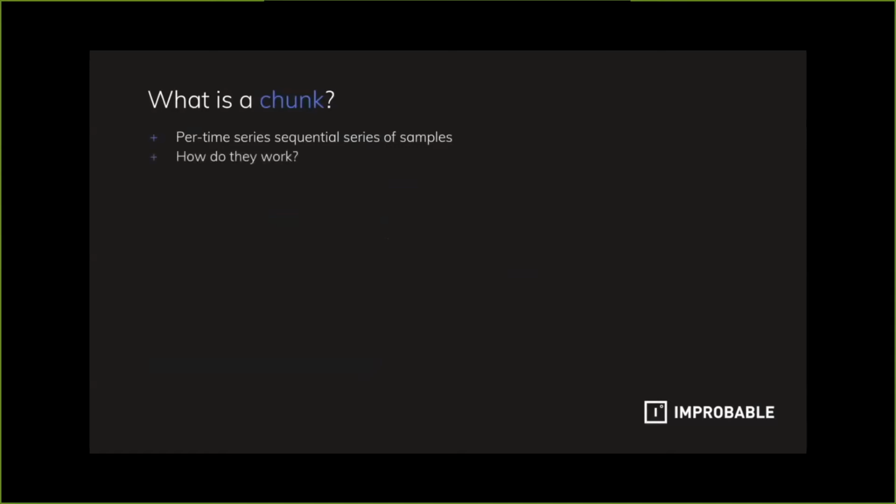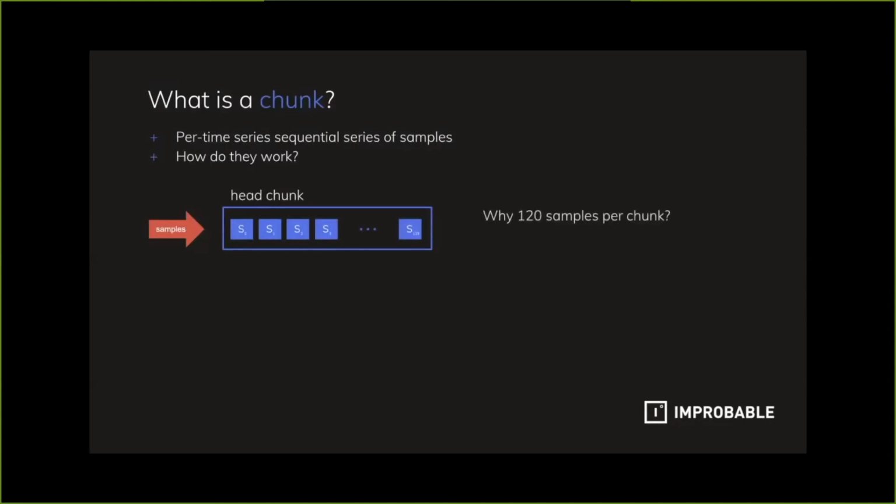Let's step through how they work. So we have our incoming stream of samples coming from our target scrape loops. These samples are written into the head chunk, which is the chunk that is currently open for appends. The samples then fill up in the chunk like so. When the chunk contains 120 samples, it is classified as being full. Well, why 120 samples per chunk?